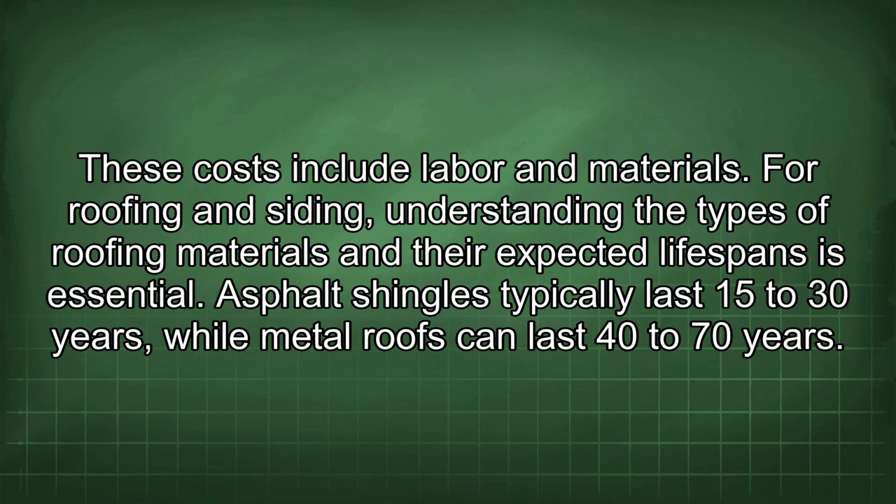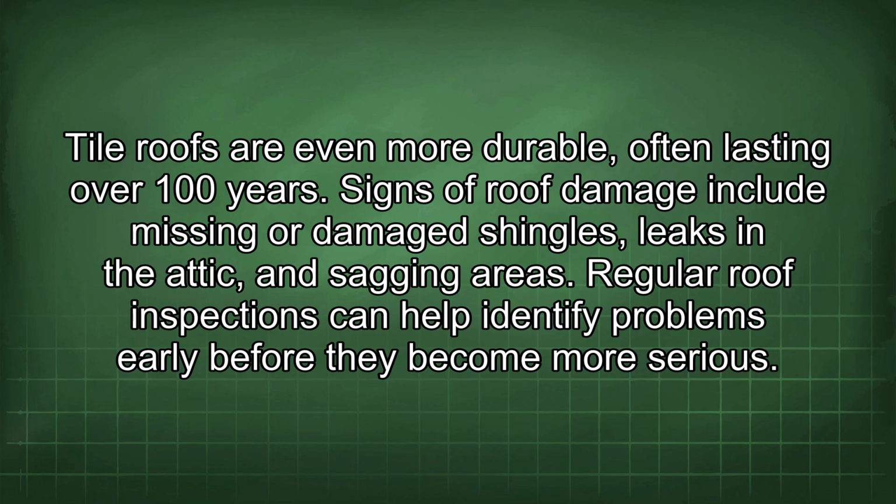For roofing and siding, understanding the types of roofing materials and their expected lifespans is essential. Asphalt shingles typically last 15 to 30 years, while metal roofs can last 40 to 70 years. Tile roofs are even more durable, often lasting over 100 years.